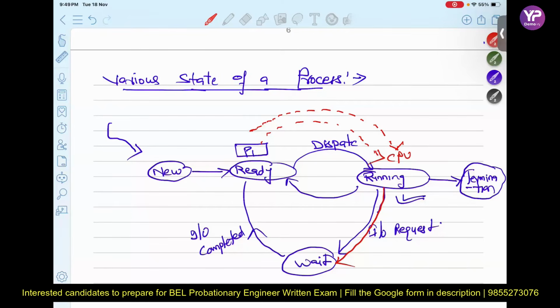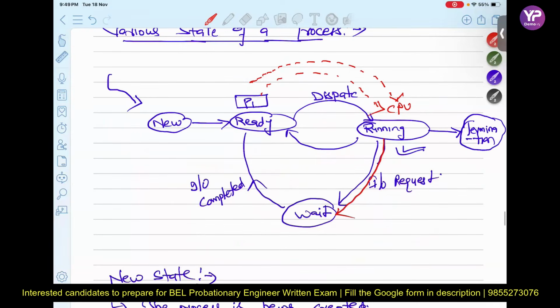Yes or no? Now, if one process is moving from running to waiting state, still we have some processes. Now, can you tell me, after completing the request of input output, does it have to move to ready or running? It cannot directly move to running. Are you getting my point?